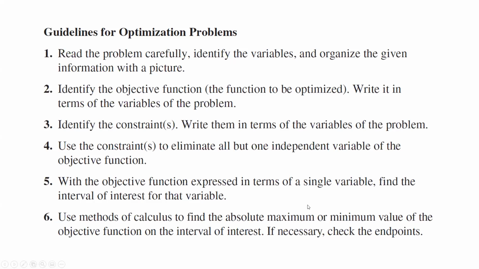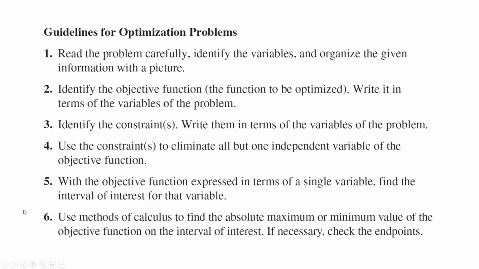And then the next step is to identify the objective function, in other words, the function that we're trying to maximize or minimize. Write it in terms of the variables that we've identified in the picture, so in terms of x and y, for instance. And then you want to identify the constraints. So what kind of restrictions do we have on those variables? And then put the constraint and the objective function together to get a function in terms of a single variable. So that would be the fourth step there.